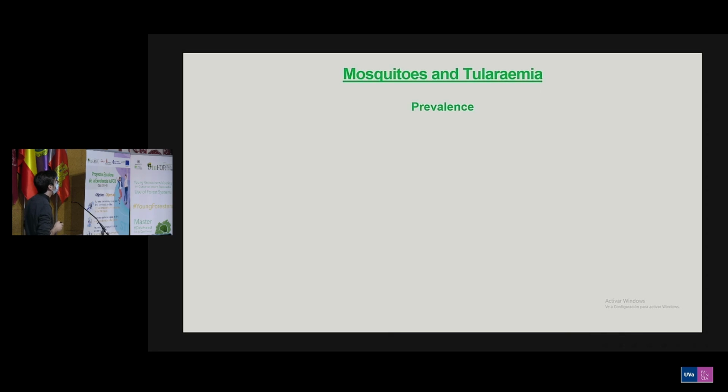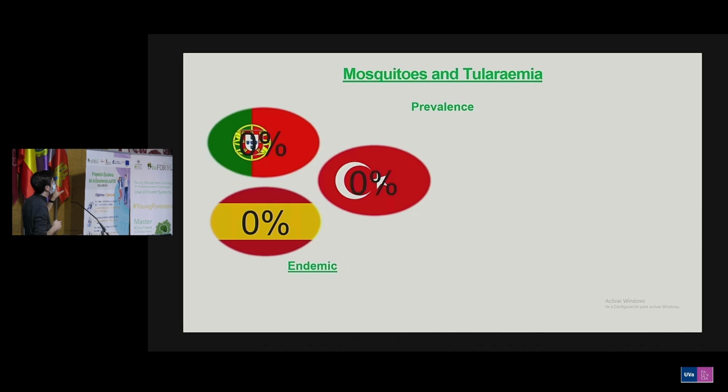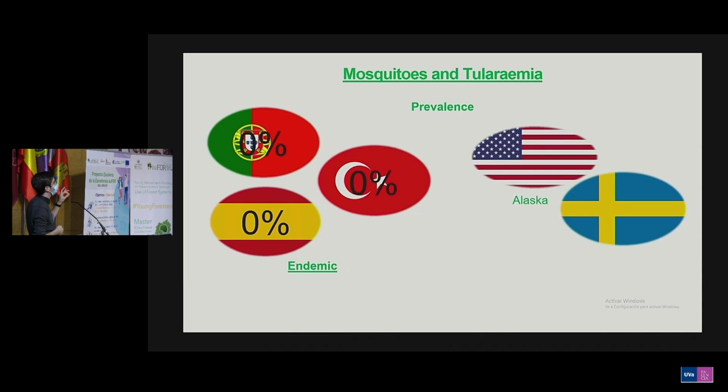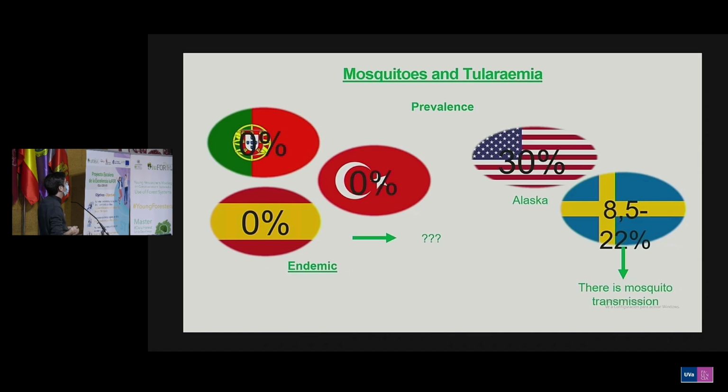So, about prevalence, there have been studies both in the Mediterranean countries, where no positives have been found before, and also in other countries like Sweden or Alaska in the United States, where there has been a number of positives. In Sweden, due to this high number of positives and the relation between cases where there have been mosquito bites and people positive to the bacteria, we can say that there has been mosquito transmission. We can say the same about the Mediterranean countries, but what we want to try to do is to demonstrate the same thing in Spain.